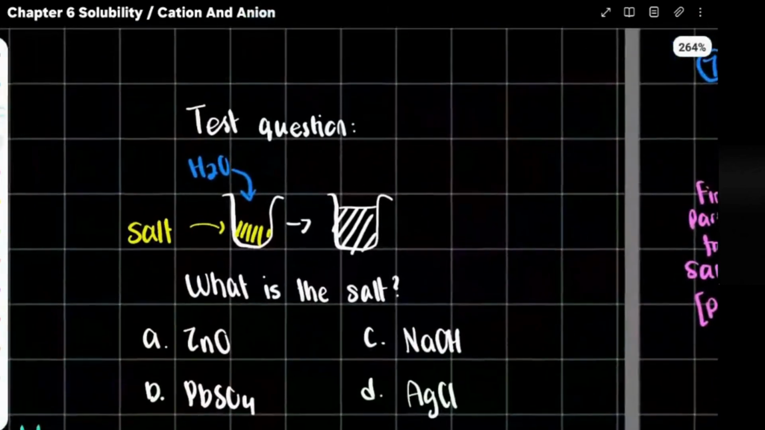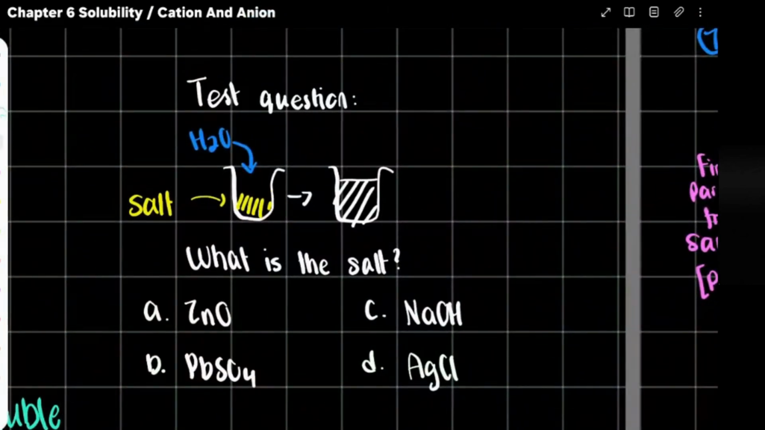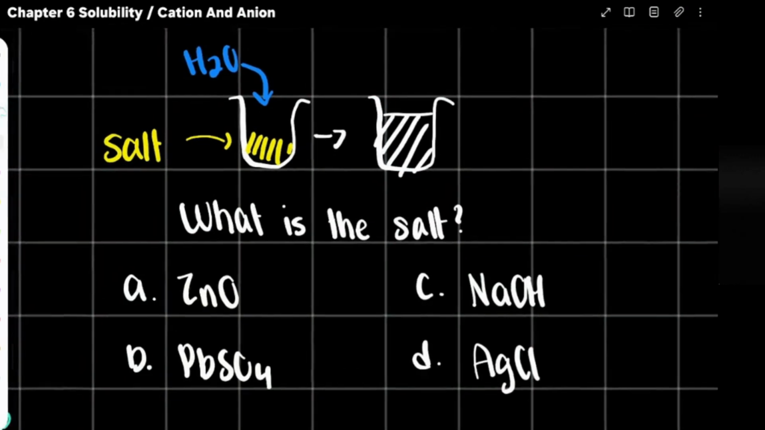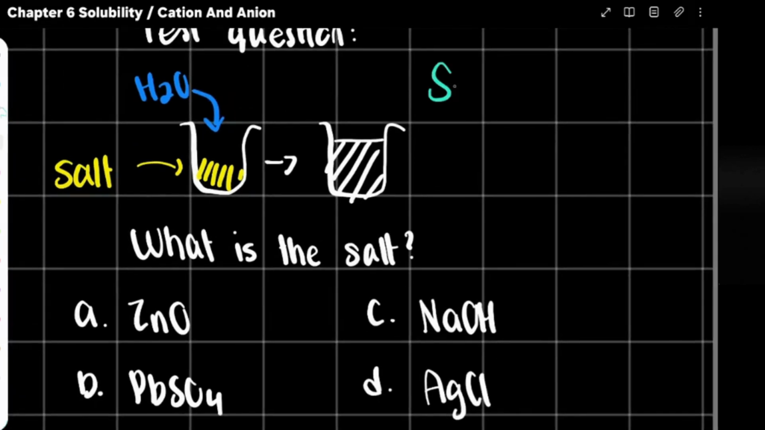Now, a question here, you can answer in the text box or speak lah. The test question here. You can see there's a beaker here, with salt inside there. When you add water, this turns out. What is this? This is basically the salt dissolving in water. So what is the salt? Can someone answer me? Is it A, B, C, or D? Let me write the rule here.